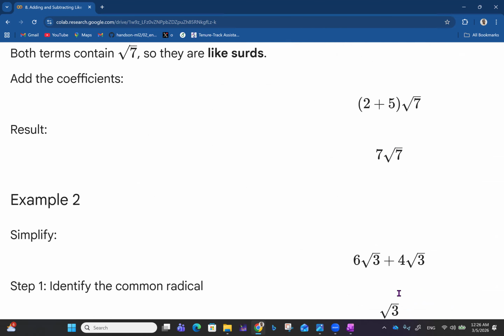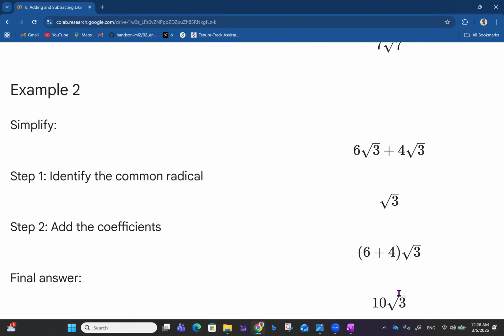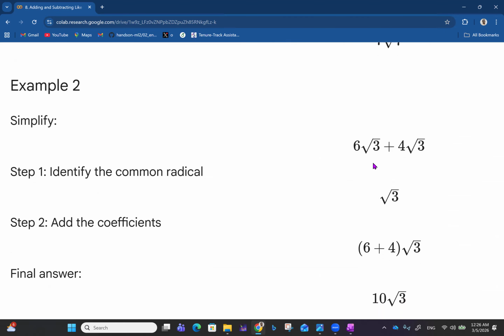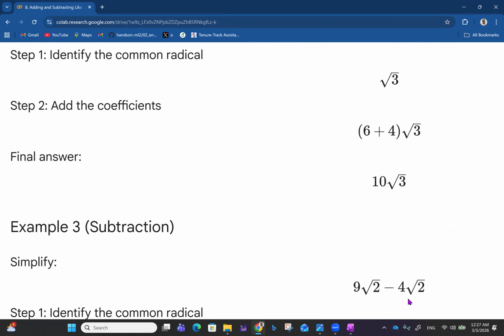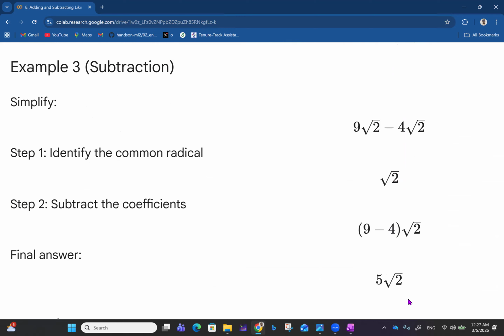As simple as that. Then example 2, you have 6 root 3 plus 4 root 3. They are definitely like surds because they have a common radical, root 3. So add the coefficients, that's 6 plus 4, then multiply by root 3. Or if you like, you can say factorize root 3. So you have 6 plus 4 into root 3, and that is 10 root 3. Easy peasy.